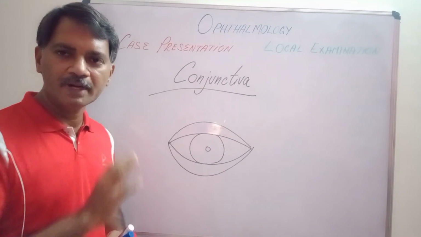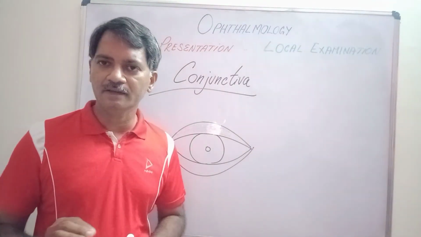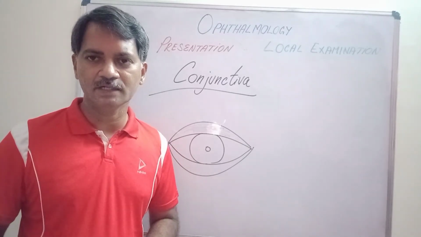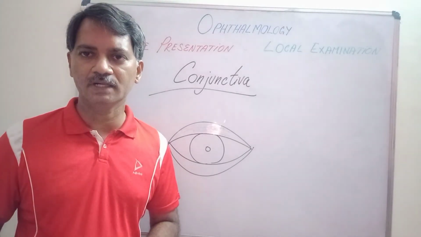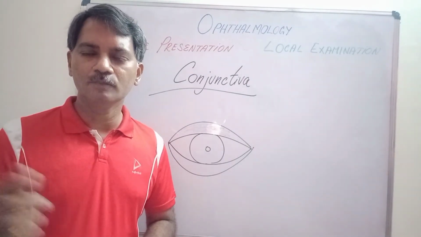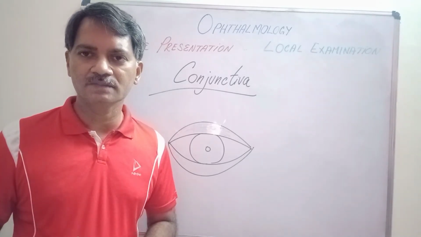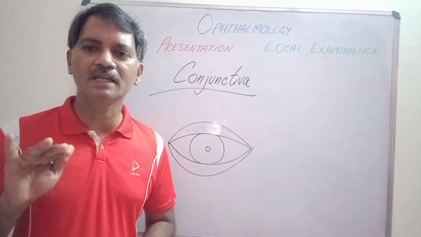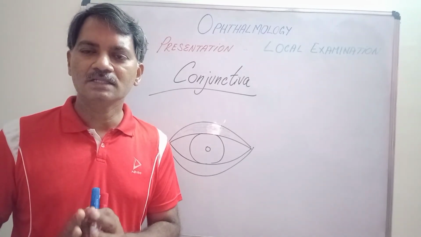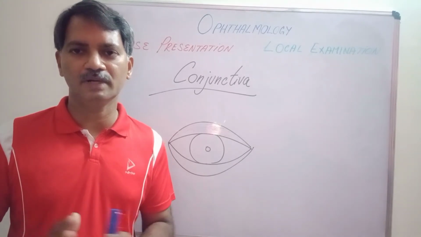A pseudomembrane is caused by viral conjunctivitis, pneumococcal conjunctivitis or gonococcal conjunctivitis. This pseudomembrane can be easily removed. Even if you remove it, it will not lead to hemorrhages because the pseudomembrane does not infiltrate. These membranes are nothing but exudates caused by conjunctivitis.